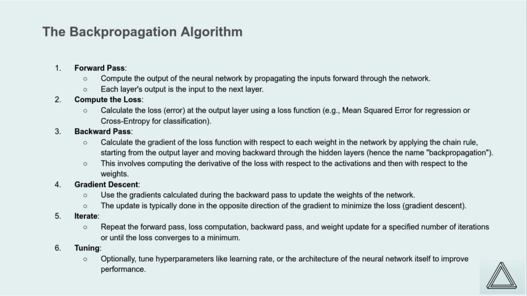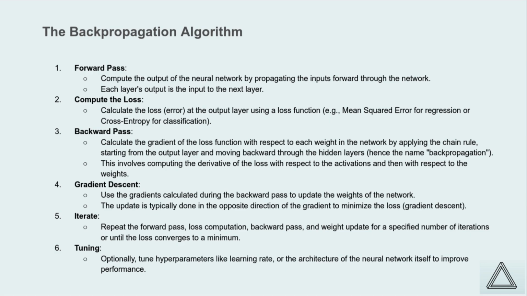Compute the loss. Once the forward pass is completed, the network's prediction is evaluated against the actual target values using a loss function. This function measures the network's performance by quantifying the error in its predictions. Common loss functions include mean-squared error for regression tasks and cross-entropy for classification tasks.